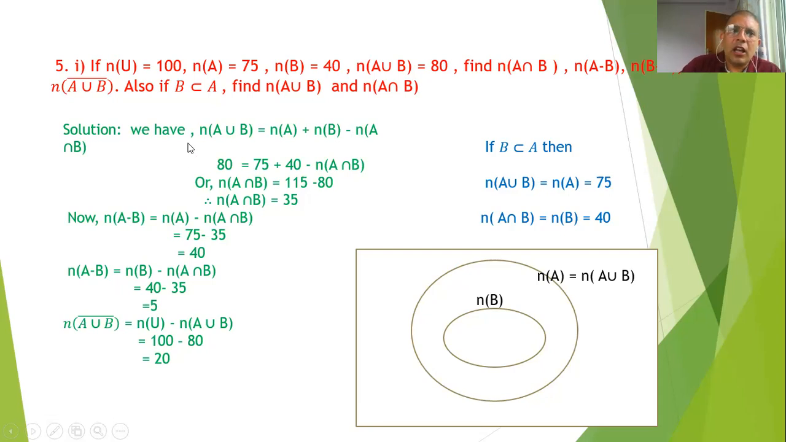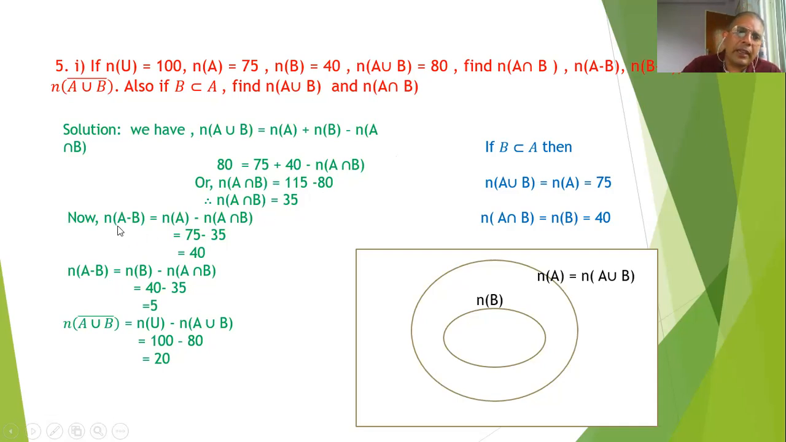For this one, we have the formula: n of A union B is equal to n of A plus n of B minus n of A intersection B. Write down the value of n of A union B, it is 80, n of A is equal to 75, n of B is equal to 40, n of A intersection B we need to find out. Then write down this on another side, and it is 115 minus 80 is 35. So you got the value of n of A intersection B.